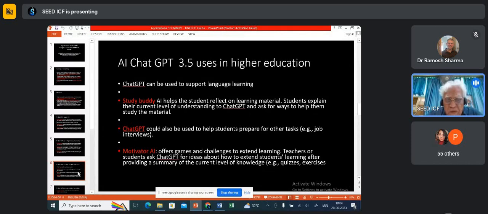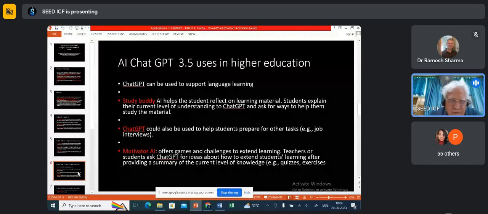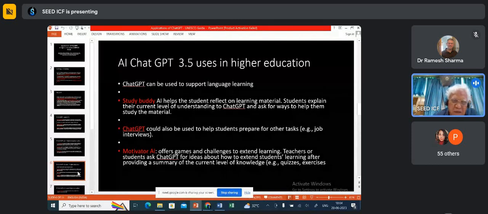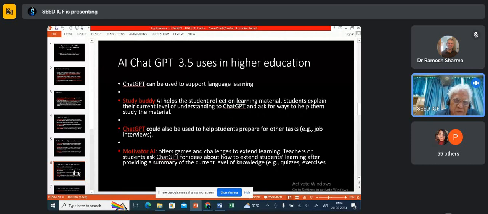Then the motivator, which UNESCO has really accepted, that it can work as a motivator for challenges of extended learning. Teachers and students can ask ChatGPT for ideas about how to extend the students' learning after providing a summary of the current level of knowledge. Now, quizzes and exercises which we have been developing to ask the student, AI can help as a motivator for this kind of activity.